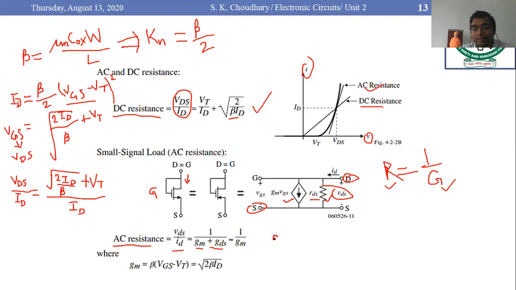Now we know that gm is very much larger than gds. So finally, what would remain? You can also write AC resistance is equivalent to 1 upon gm. You can neglect the gds. Okay.